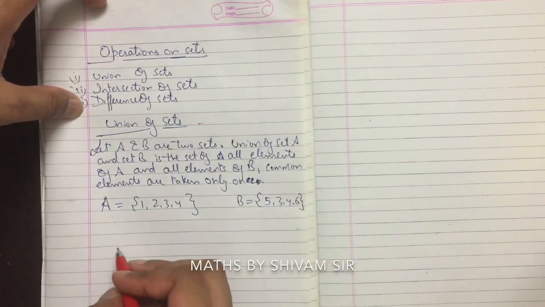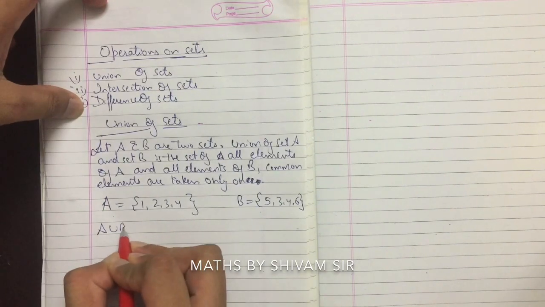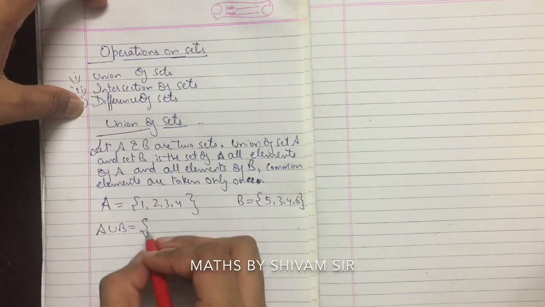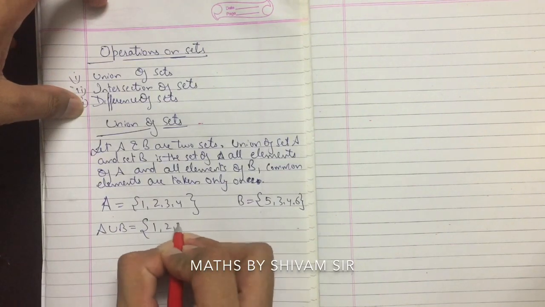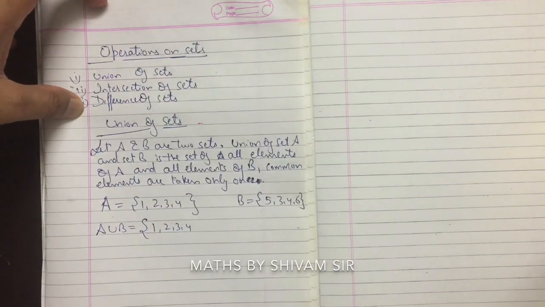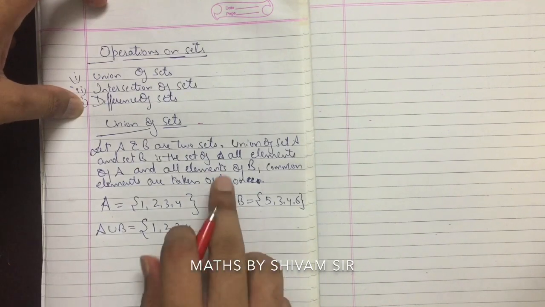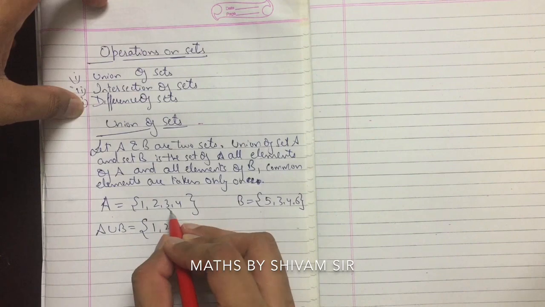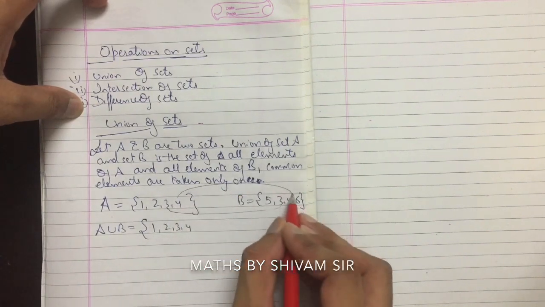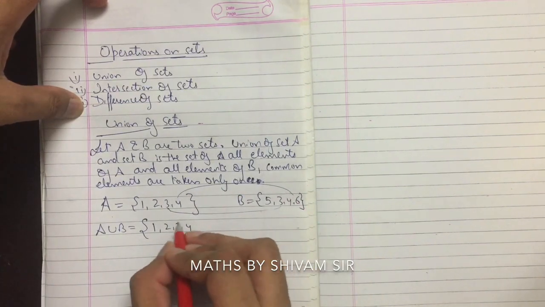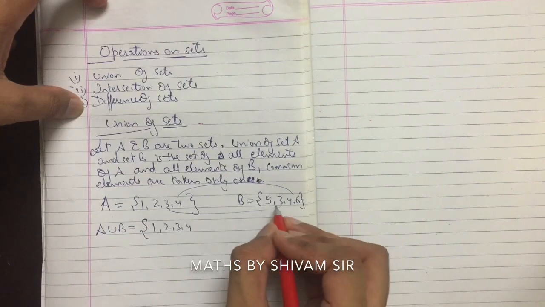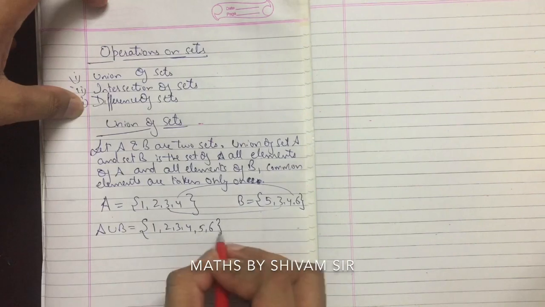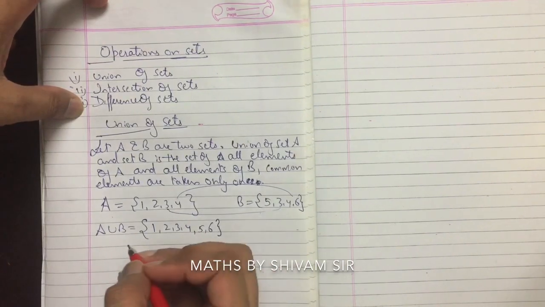So A union B, according to the definition, means a set of all elements of A, 1, 2, 3, 4, and all elements of B, but common elements are taken only once. So common elements are 3 and 4. Common elements will be taken only once, 3, 4, and all elements of B, 5, 6. So A union B will be this one.